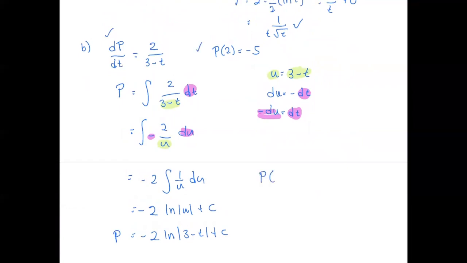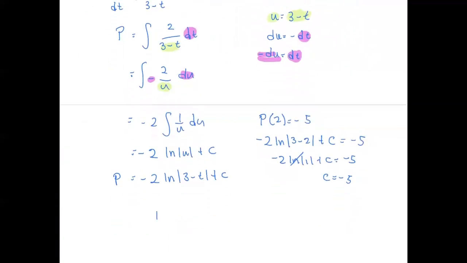So p of 2 is equal to negative 5. So that means negative 2 natural log of 3 minus 2 plus c is negative 5. This is negative 2 times the natural log of 1, which is 0. And then you get c is negative 5. So the complete answer is going to be, I want p of t to be negative 2 natural log of 3 minus t minus 5.